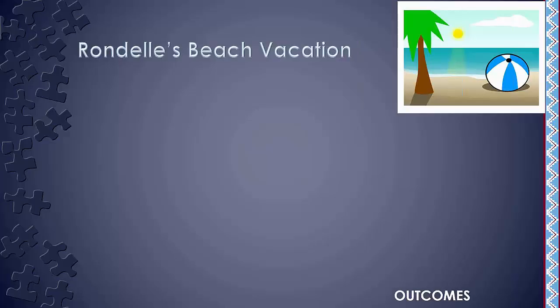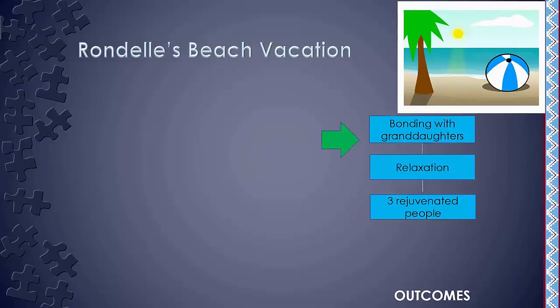So I'm going to develop my logic model, and I am going to start with my outcomes. So what are my outcomes? I want to shore up my bond with my granddaughters. I also want the 3 of us to be able to relax and enjoy ourselves. And at the end of the vacation, I want us to be rejuvenated and ready to hit work and school again.